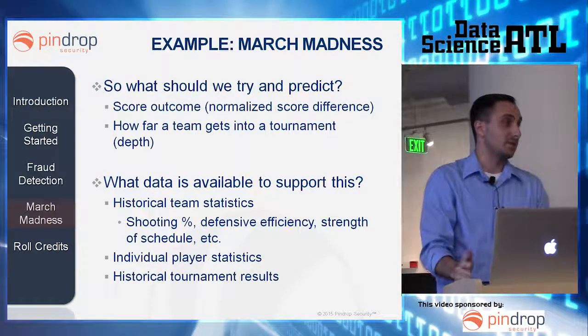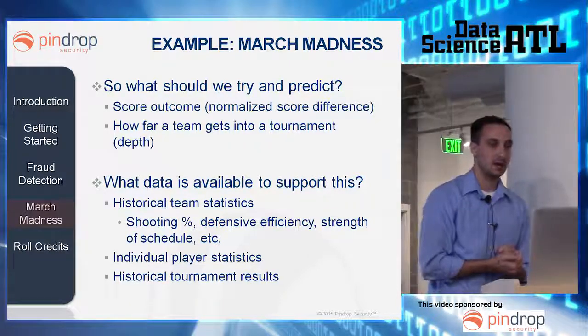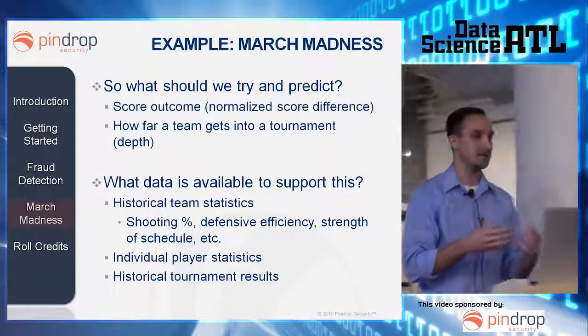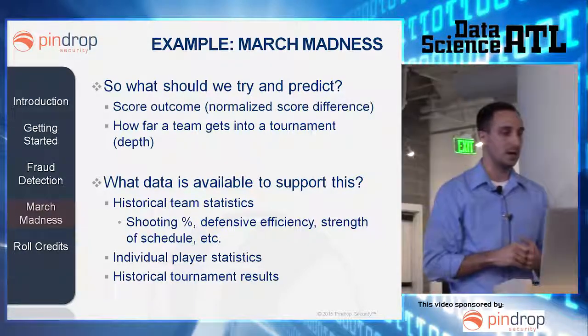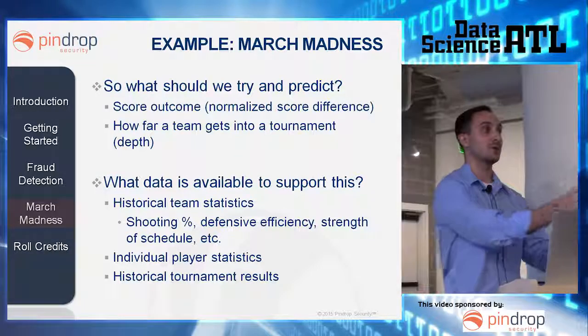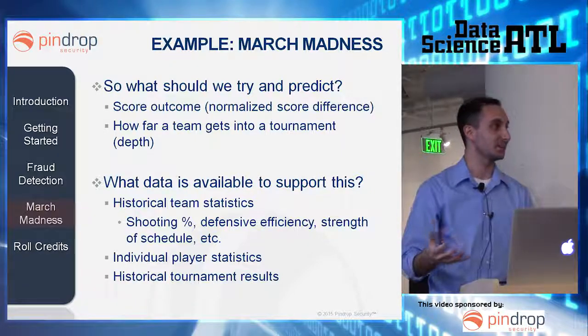Okay, so what data is available for us? We have a ton of historical team statistics. These are things like shooting percentage, offensive efficiency, defensive efficiency, strength of schedule, and so on. We have individual player statistics. We have historical tournament results. So this is the makings of a nice data science problem.